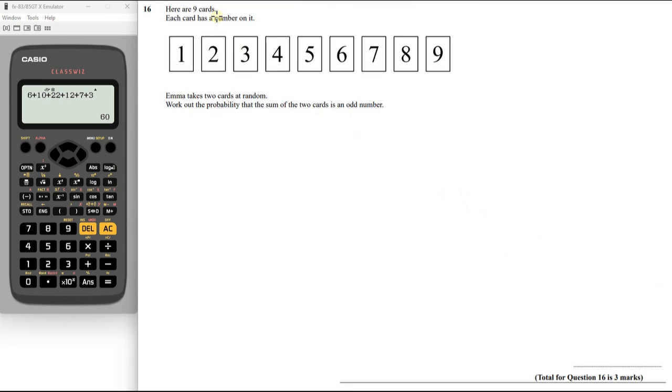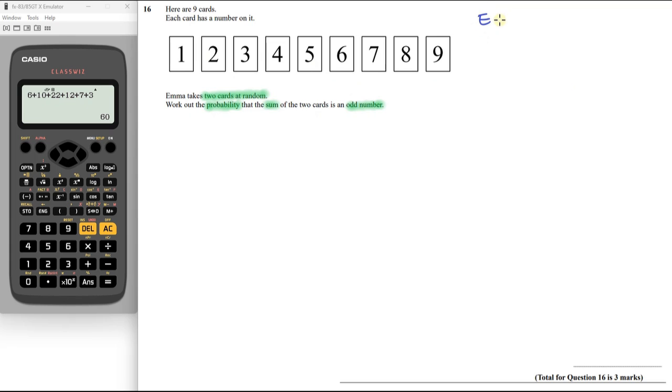Question 16. Here are 9 cards. Each card has a number on it. Emma takes 2 cards at random. Work out the probability that the sum of the 2 cards is an odd number. So how can we get an odd number when we add up 2 of these cards?